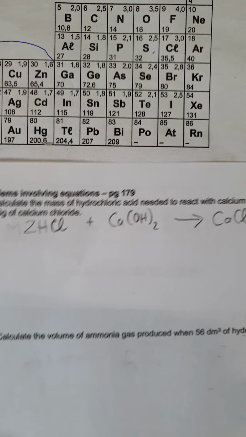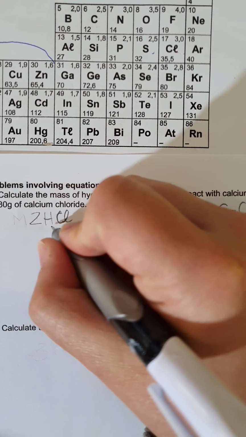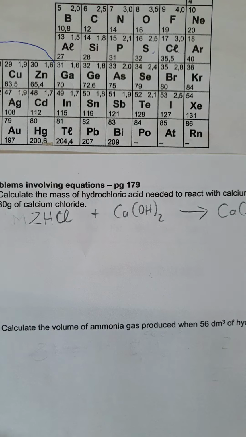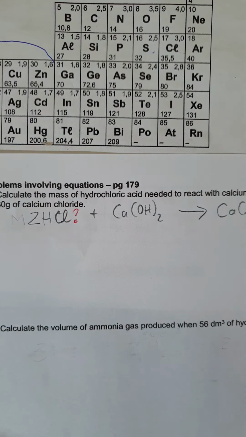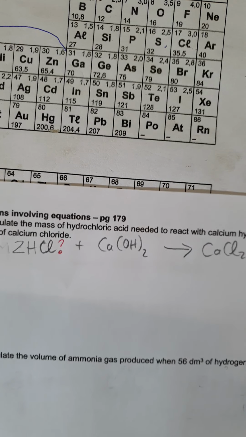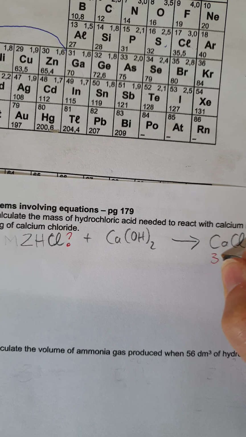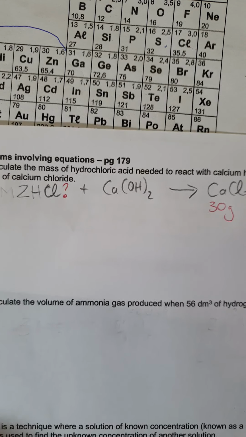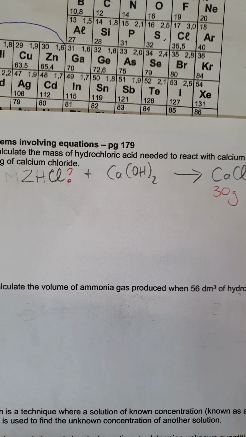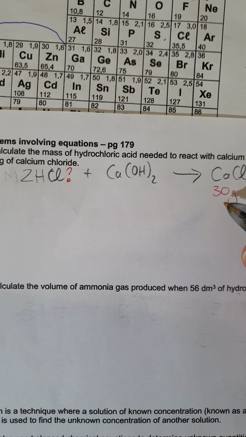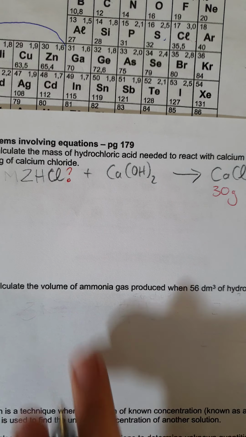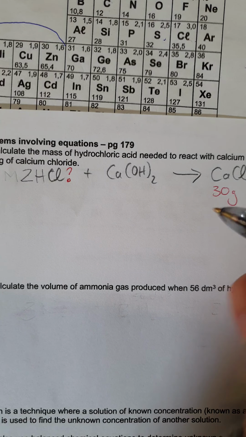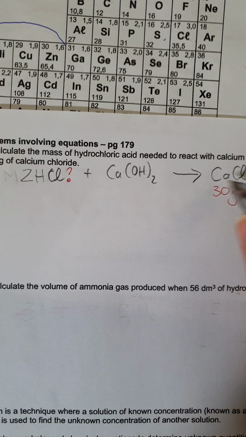Okay, so we are looking for, I didn't make enough space for myself, so I'm going to do it in a red color here because I'm looking for that one. What we've been given is 30 grams of calcium chloride. We need to make 30 grams of calcium chloride, and we want to know how many grams of hydrochloric acid I need to react to make 30 grams. Okay, so we've got this information.